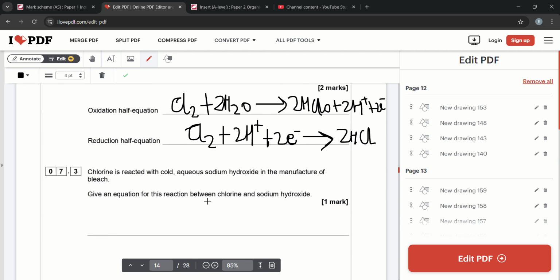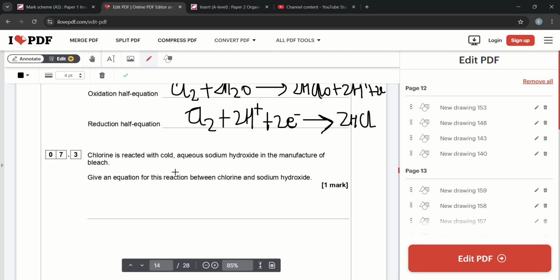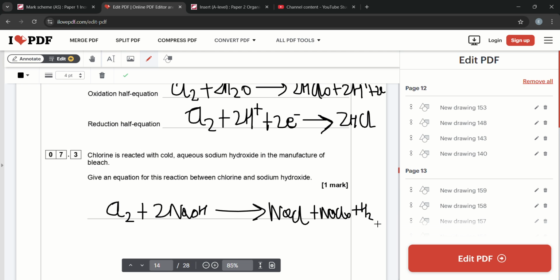And then we've got this equation. Chlorine is reacted with cold aqueous sodium hydroxide in the manufacture of bleach. Give the equation for this reaction between chlorine and sodium hydroxide. So Cl2 plus 2NaOH, arrow NaCl plus NaClO plus H2O.